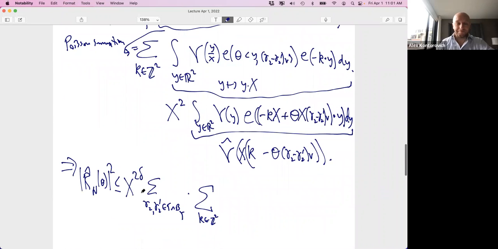And let me write it as x squared. There's a factor of x squared that's coming all the way to here. This is not an upsilon. This is x squared getting wedged in there. And then I have the Fourier transform of upsilon at x times k minus theta gamma 2 minus gamma 2 prime v. Okay, that's as far as we got.